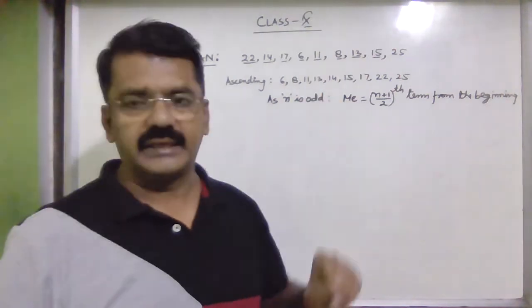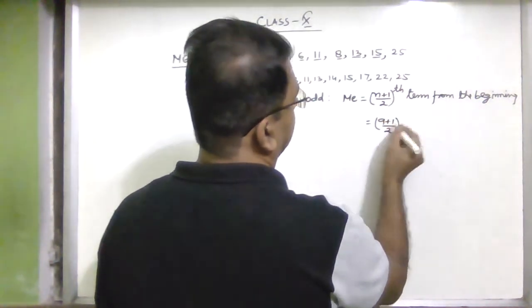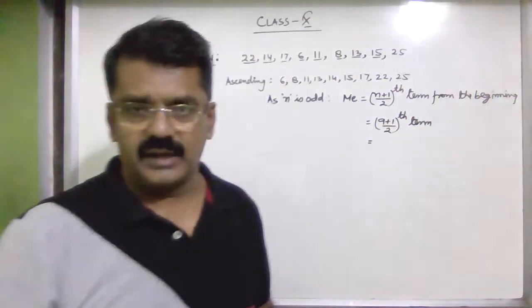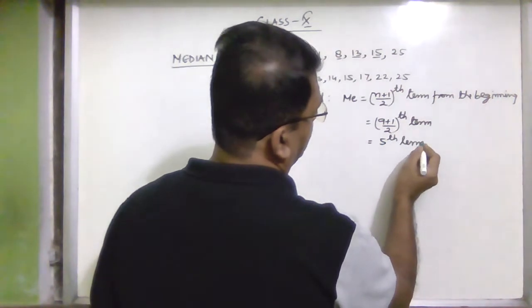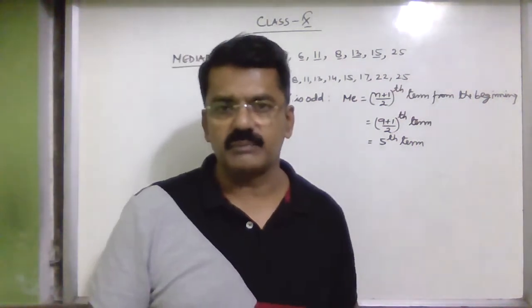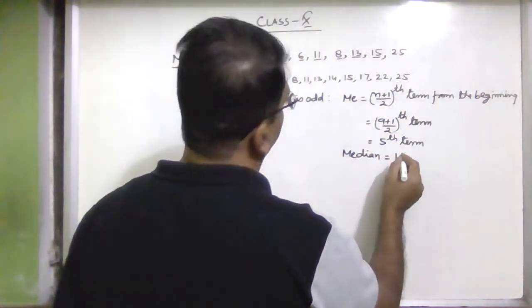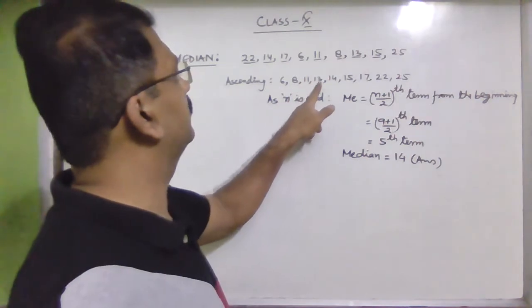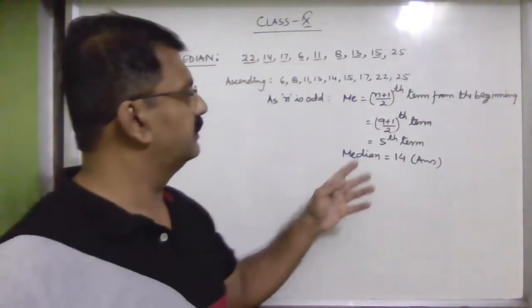So here n was 9. So 9 plus 1 by 2th term. Now 9 plus 1 is 10 and 10 by 2 is 5. So fifth term from the beginning. So you see 1, 2, 3, 4, 5. 14 is the fifth term from the beginning. So median will be equal to 14 and that is your answer. After arranging the numbers in ascending order, count the fifth term from the beginning and that will be the median.